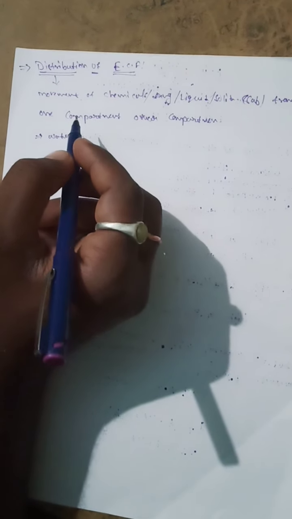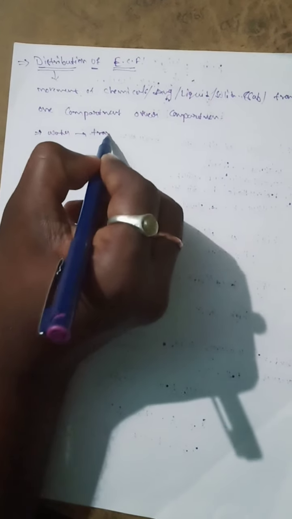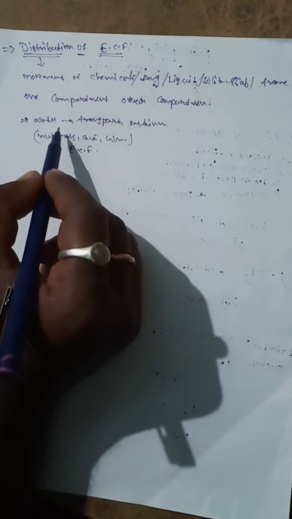So the body water forms the transport medium. Water acts as a transport medium. What is the transport medium? Water is the transport medium. The extracellular fluid contains nutrients like amino acids, carbohydrates and others. By using water as a transport medium, the nutrients, amino acids, glucose and so on, all of these are in the extracellular fluid. So the extracellular fluid depends upon the water molecule.